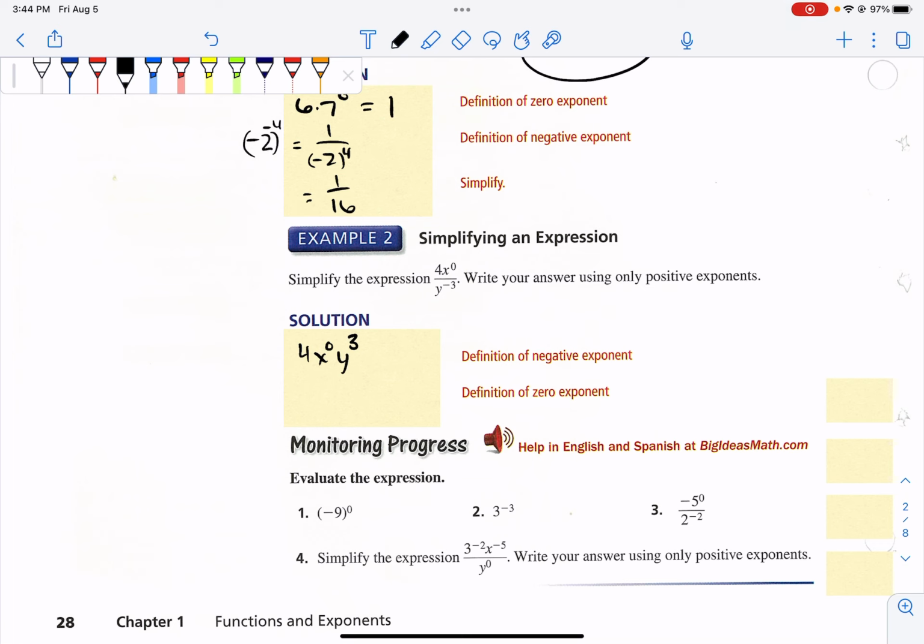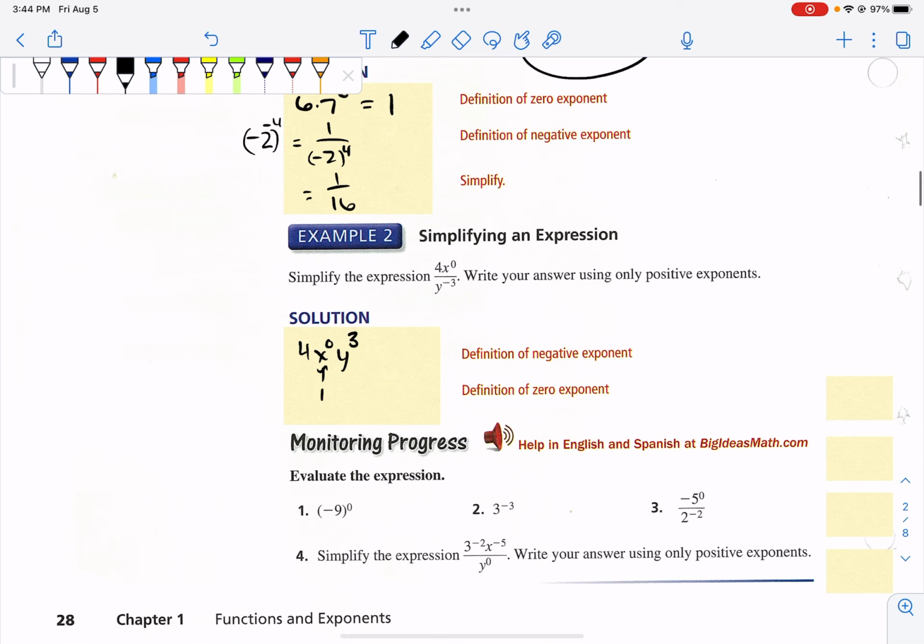So x to the 0, what does that become? That becomes the number 1. So this just becomes 4 times 1 times y cubed, which is just 4y cubed, and you're done.